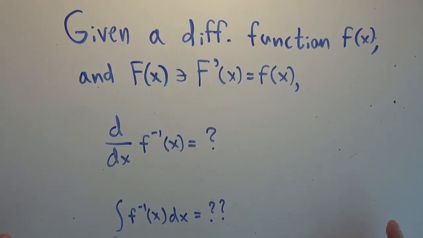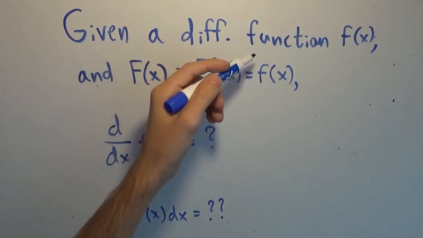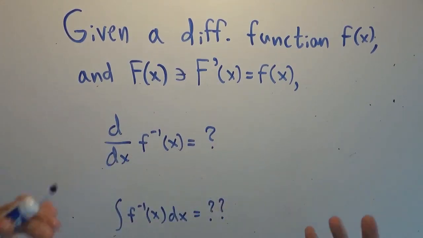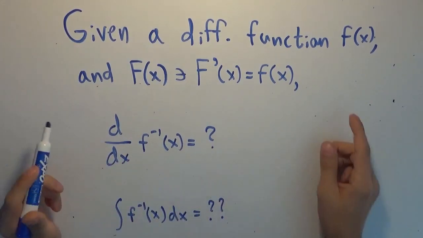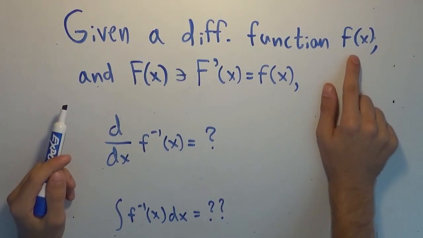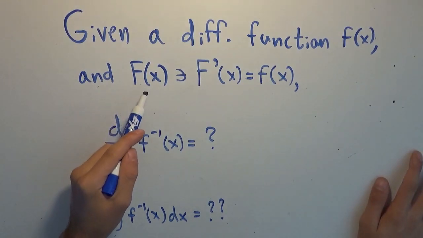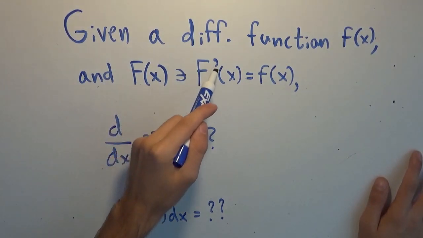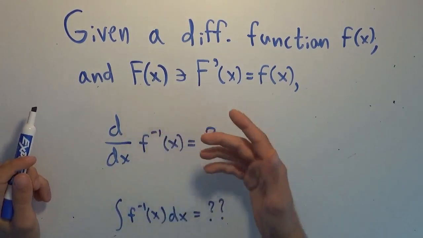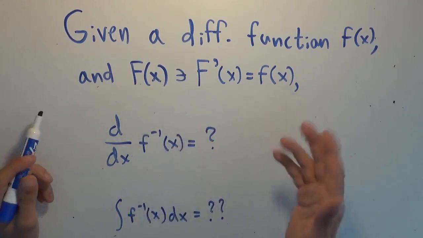Okay, so this is the kind of question that I would like to answer today. Given a differentiable function, f of x, which means that it's sort of smooth everywhere, we can tell what the slope of the function is at any point, depending on what your domain is. So given a differentiable function, little f of x, and another function, capital F of x, such that the derivative of capital F of x is equal to little f of x. In other words, capital F of x is just the antiderivative of f of x. We're simply saying that this function does exist.